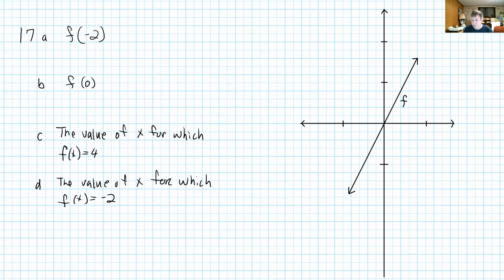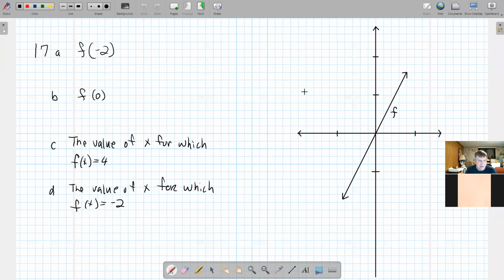Okay, so what we have is a problem and a graph. The graph is this straight line. It's labeled here f, so this is the graph of the function f. Okay, can everybody see that all right? Am I sharing the right screen there? Let's make sure. Okay, now this is actually a question.